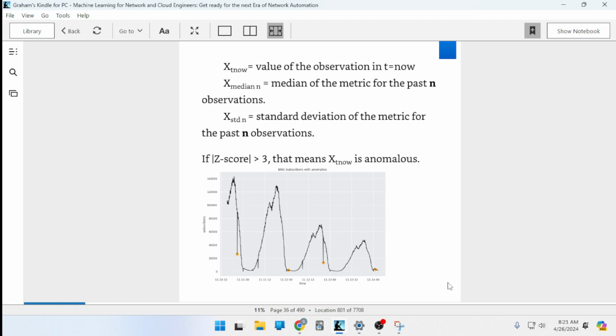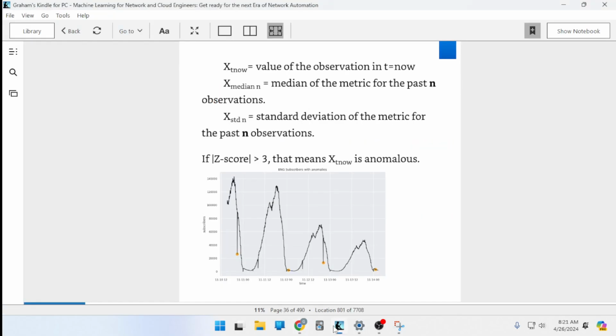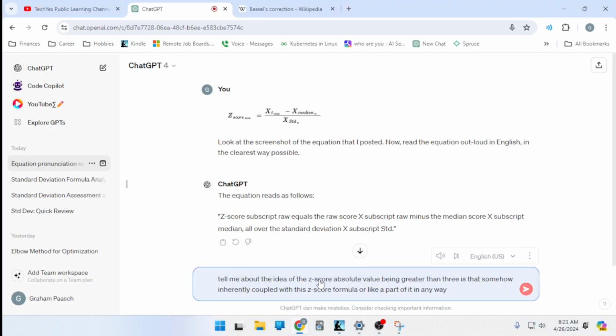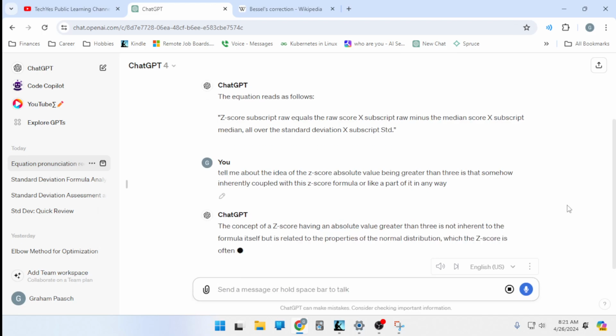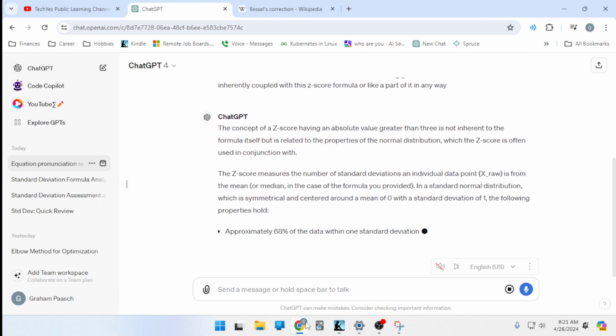Tell me about the idea of the z-score absolute value being greater than 3. Is that somehow inherently coupled with this z-score formula, or a part of it in any way? The concept of a z-score having an absolute value greater than 3 is not inherent to the formula itself, but I think it's part of the example.